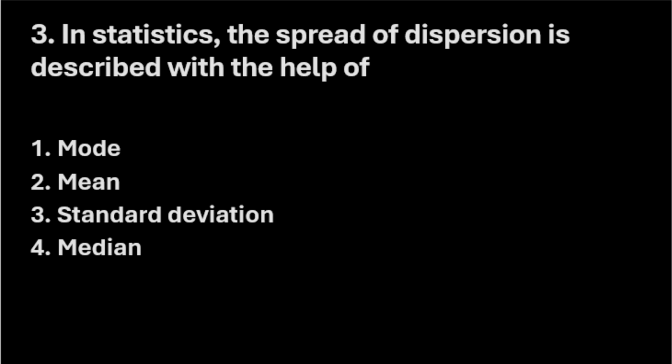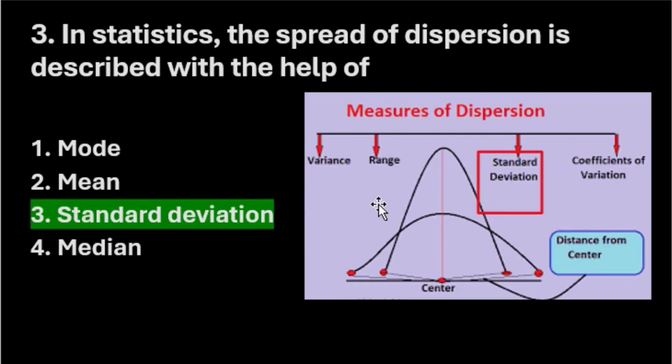Next question. In statistics, the spread or dispersion is described with the help of option 1, mode, option 2, mean, option 3, standard deviation, and option 4 is median. Right answer here is option 3, standard deviation. You can see the figure, the standard deviation highlighted here, measures of dispersion.